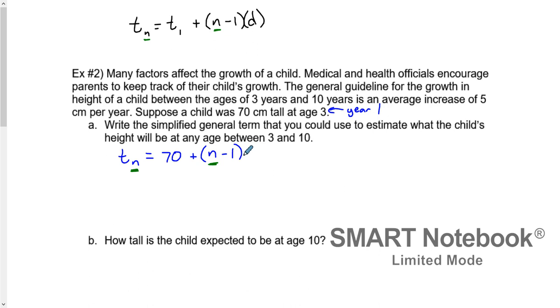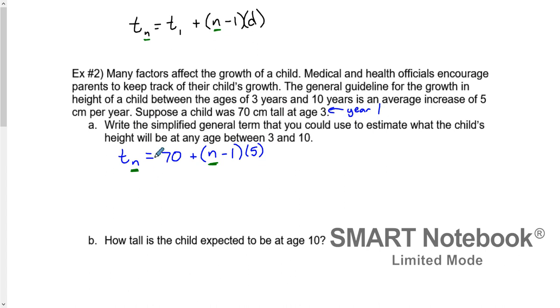Subtract 1, and then finding out our difference. What is the difference? How much is something changing from year to year, or from consecutive number to consecutive number? Obviously, if they're 70 centimeters tall and it's increasing by 5 centimeters per year, the next year they'd be 75, and then 80, then 85, 90, 95, 100 centimeters. So the difference is actually just 5. But that's not the finish of this question.